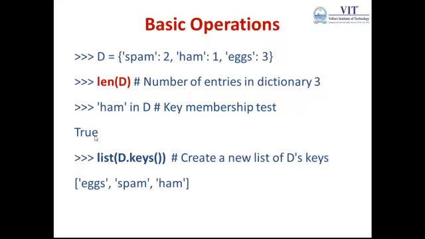Since my last statement says keys, it will take out all the keys from this dictionary. That means spam, ham, and eggs. All these three are keys. That is then converted. Look at it, list of D dot keys. So it will be converted into my target type, which is list. So that's the result in the last one. It will give you the result as a list of items.